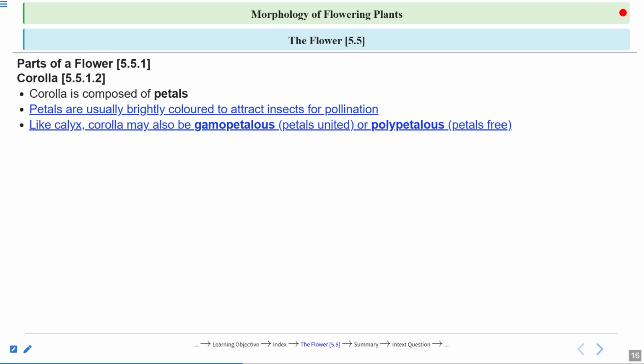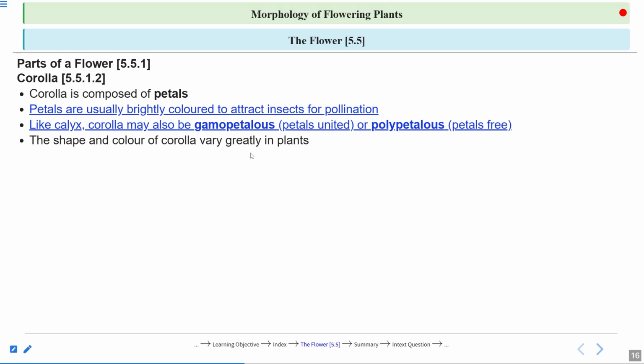So like calyx, corolla may also be, we have studied about the gamosepalous, polysepalous condition. Now, the petals can also be fused. As the sepals are fused, the petals can also be fused. When all the petals are fused or united, it is called as gamopetalous condition. And when all the petals are free, it is called as polypetalous condition, right?